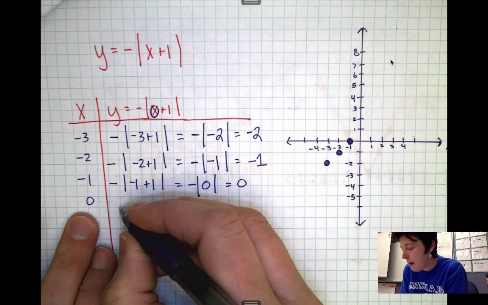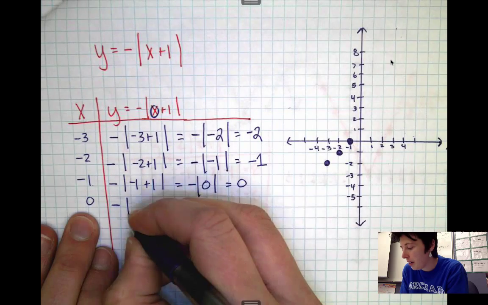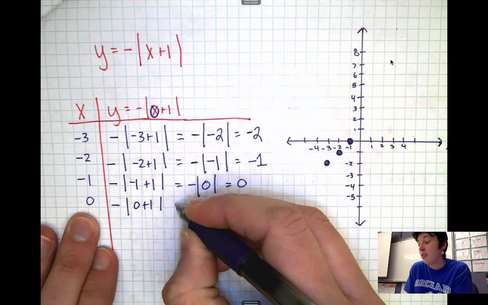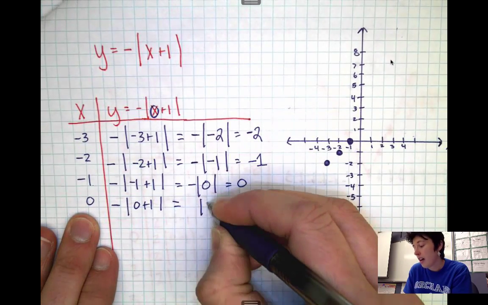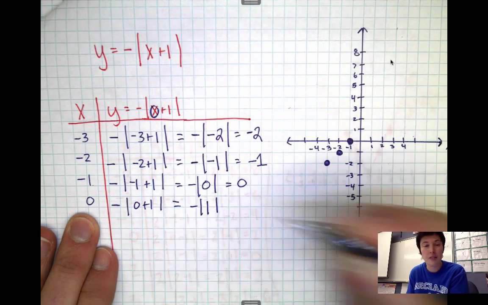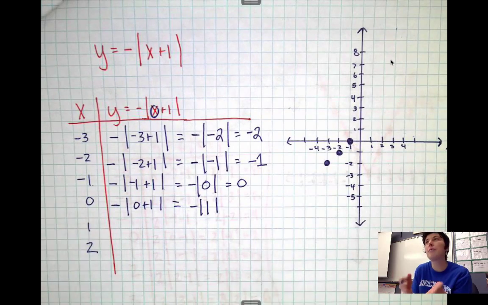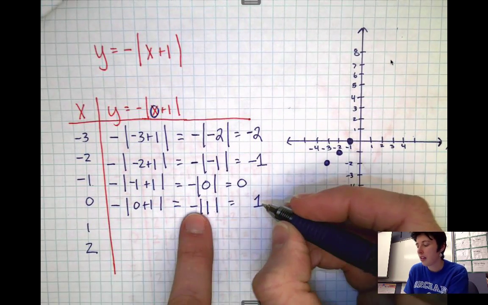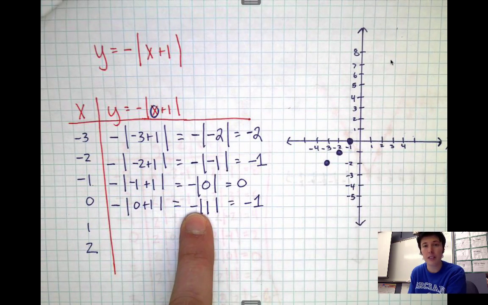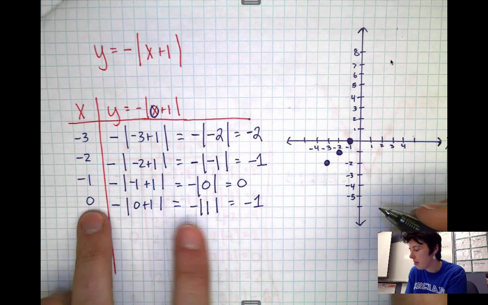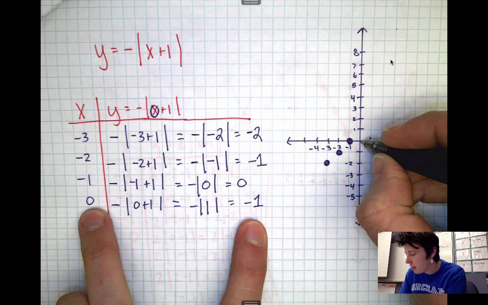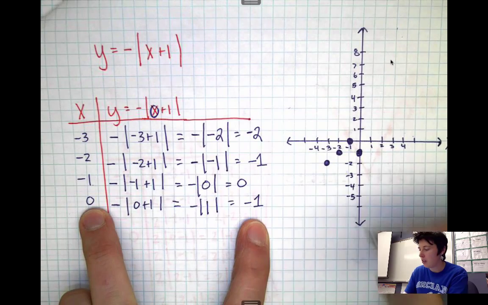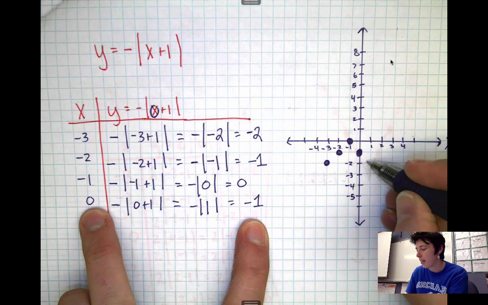Let's do 0. Negative absolute value. X plus 1 is going to be 0 plus 1. 0 plus 1 is 1, so I have the absolute value of 1 with a negative sign on the outside. So the absolute value of 1 is 1, but with the negative sign on the outside, it turns back into a negative 1. So I have a point at 0 and negative 1. So here's 0, here's negative 1. All right, I'm already seeing the V. It goes up and then it's starting to go back down.